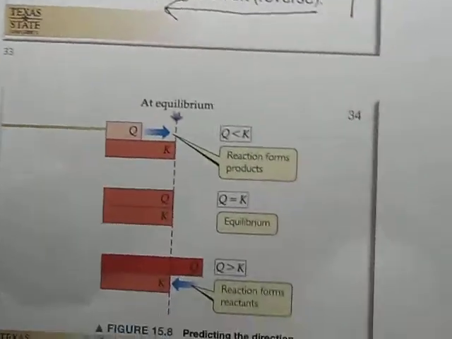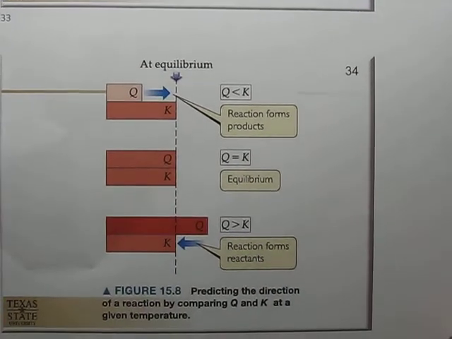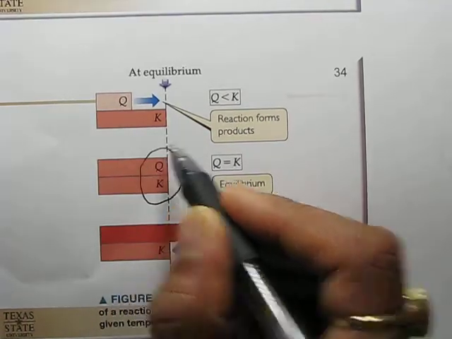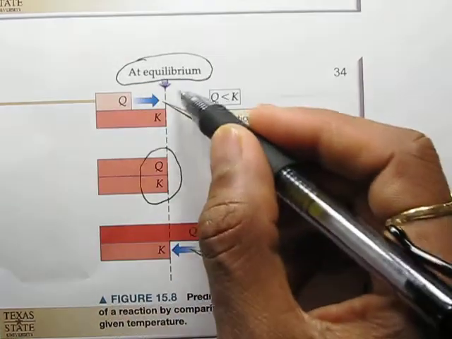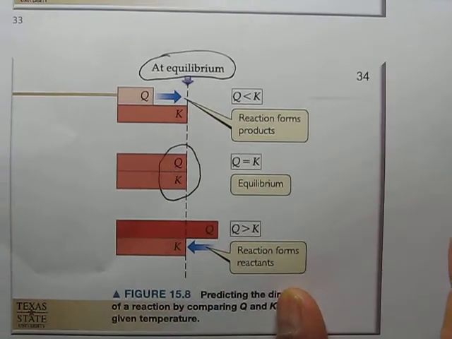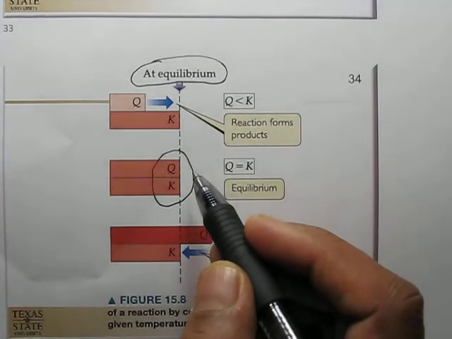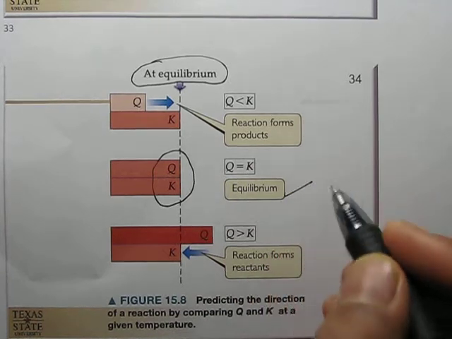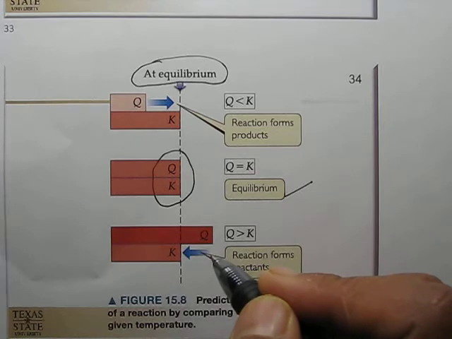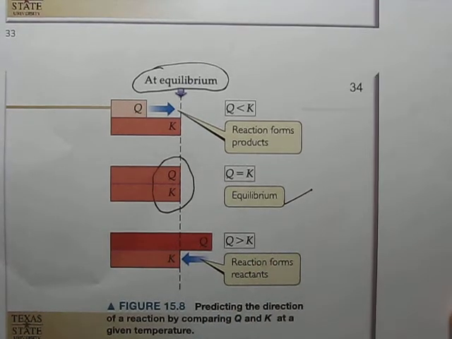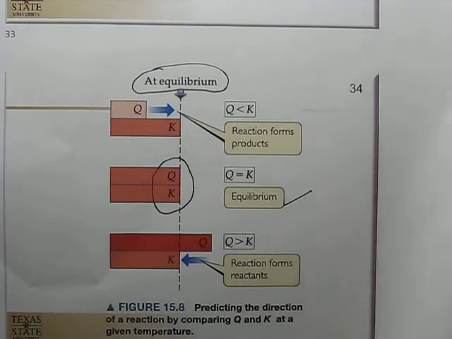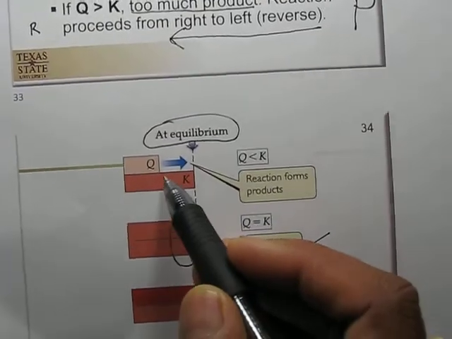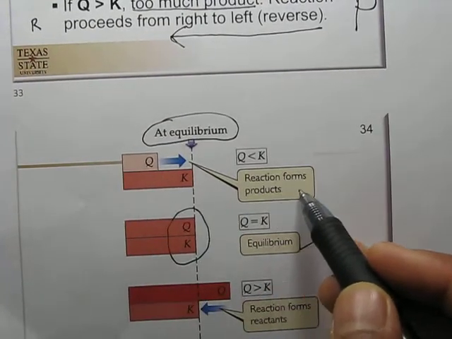Another way we can compare is to use this chart. If K and Q are equal, this is at equilibrium. This dotted line from top to bottom represents the equilibrium line. If K and Q values are equal, it means the reaction is at equilibrium. And if the Q value is smaller, for example this one, Q value is smaller, so the reaction forms product.